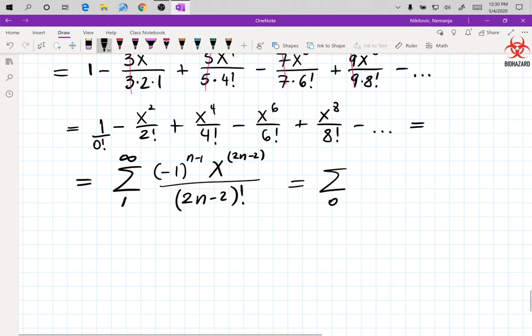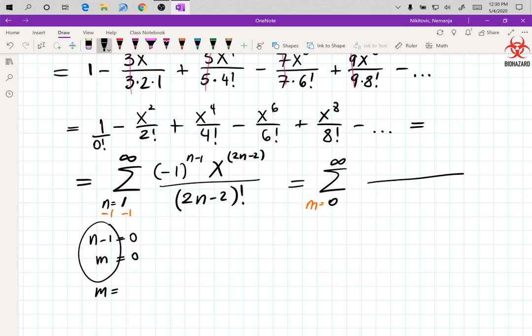Now, how do I shift my counter to 0? Well, this is n equals 1. We subtract 1 on both sides. That will create m equal to 0 here. And we still have our things in here, but hold on first. I have that n minus 1 is equal to 0, which is m equals 0, which tells me that m is equal to n minus 1, which tells me that anytime I see n minus 1, I should put m for it.